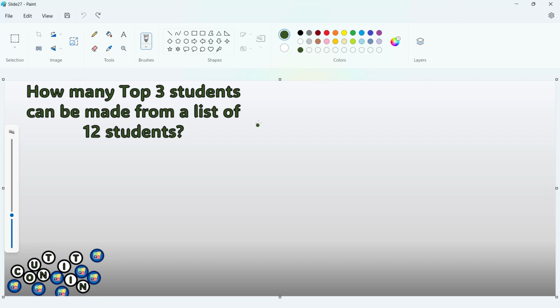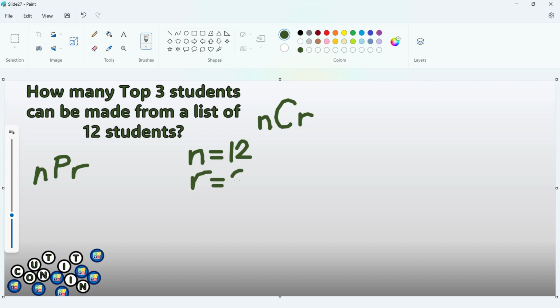The formula for combination is in this manner: nCr, similar to the formula for our permutation, nPr. And I would like to show a little bit of difference when you talk about the solution between the two. This time, we'll be using top 3 students, in short, combination. Our n would be 12 students. We have 12 students, and our r would mean we only have 3 students taken at a time.